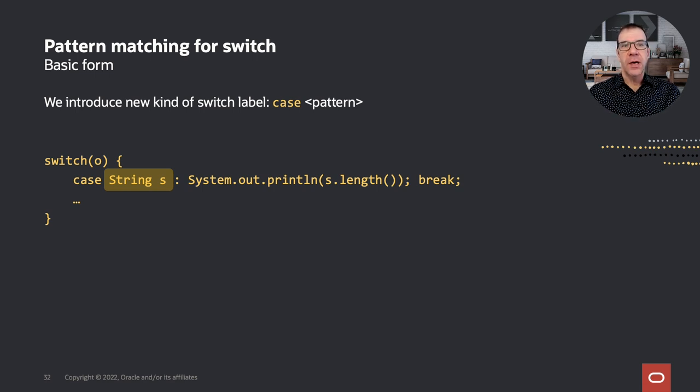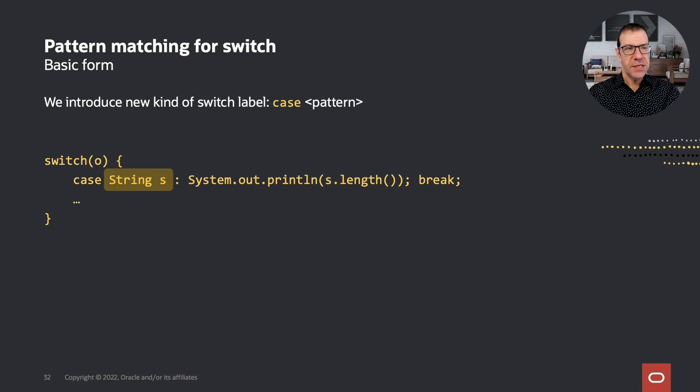In a nutshell, we'd like to allow patterns to appear as a label in a switch block, as in this example. The semantics of such a pattern-enhanced switch is clear. You test the selector expression against the pattern. If it matches, then that clause applies and we execute the code on the right-hand side. Now, obviously, as the pattern's matched, we'd expect to be able to use the pattern variable on the right-hand side of the clause. Here, we're using the string s variable in the println method call.